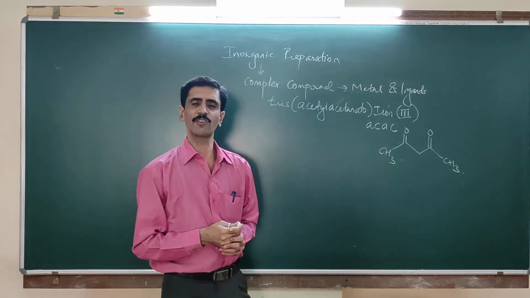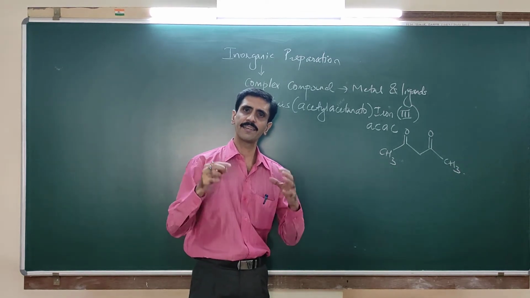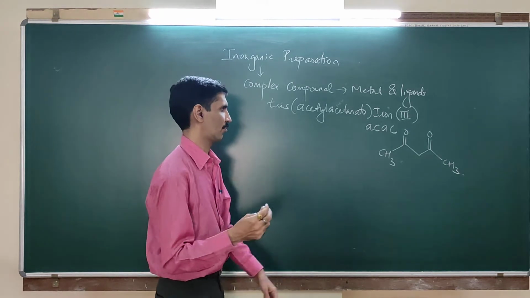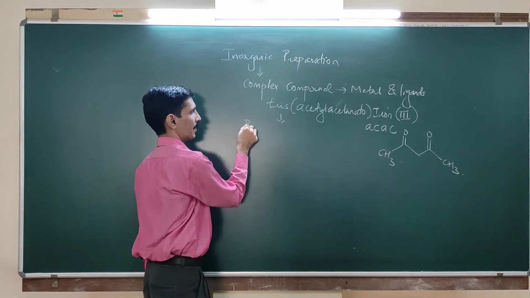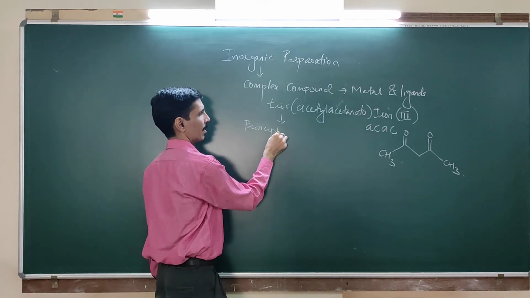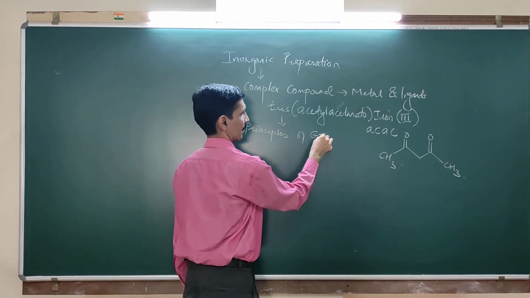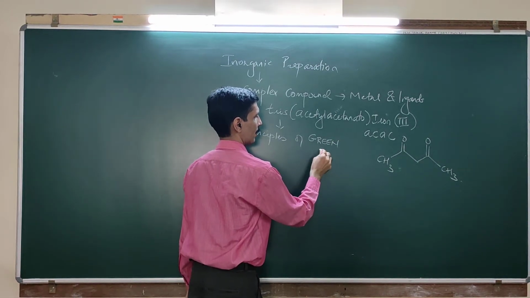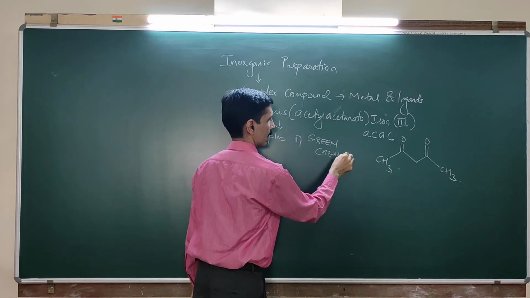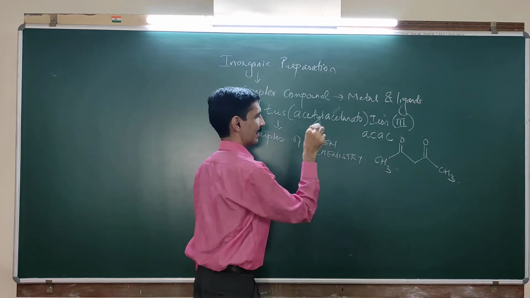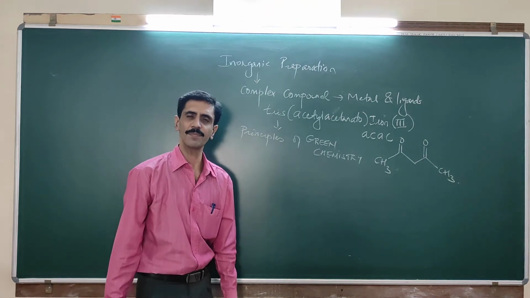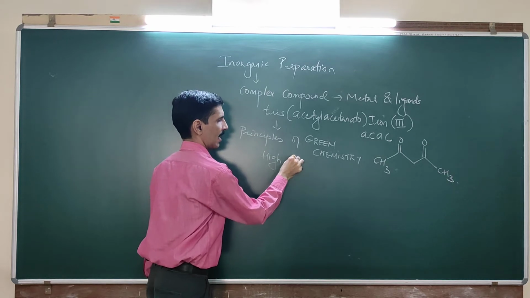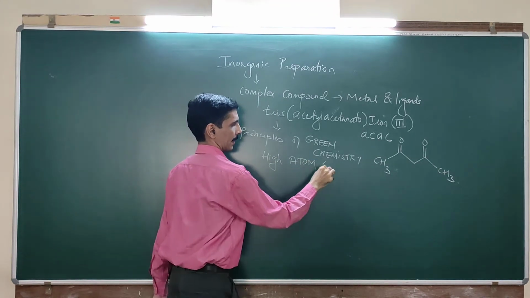Right? Now, the next point which you need to understand is that the synthesis is based on the principles of green chemistry. Okay, we are going to follow the principles of green chemistry. Now, my dear friends, there are 12 principles of green chemistry, some of which I would like to elaborate here. Number one is that in this particular synthesis, there is going to be a high atom economy.